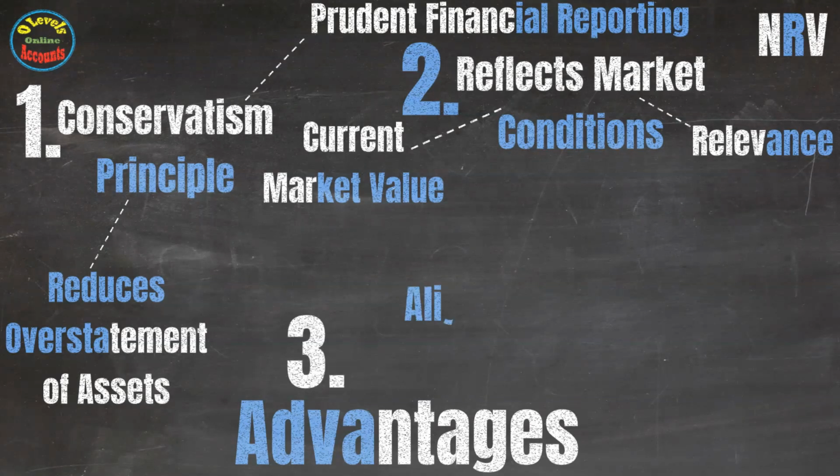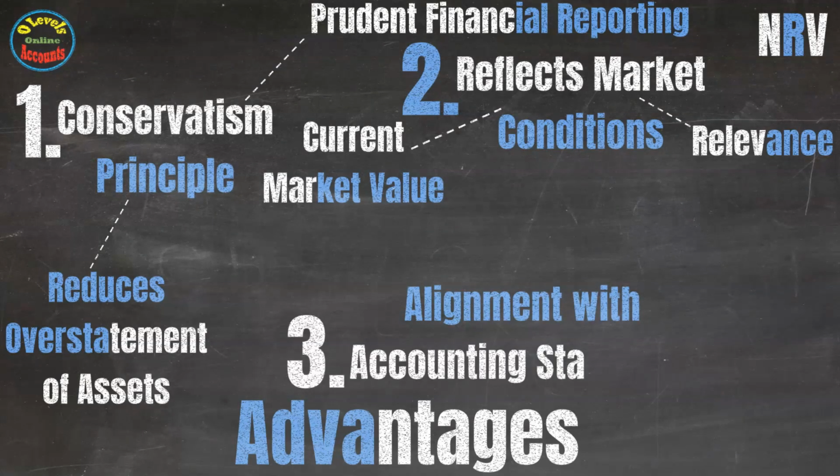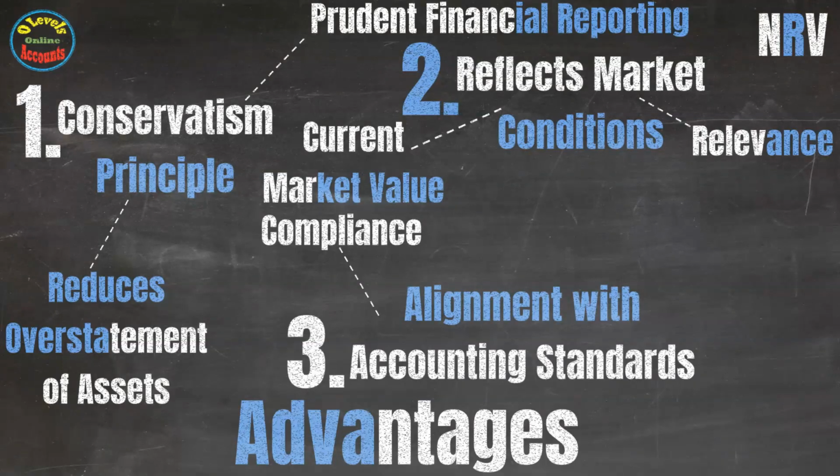The third advantage is, alignment with accounting standards. In this we have a further two subpoints. The first one is, compliance. The lower of cost or net realizable value method is in accordance with accounting standards such as IFRS and GAAP, ensuring that companies adhere to widely accepted accounting principles.